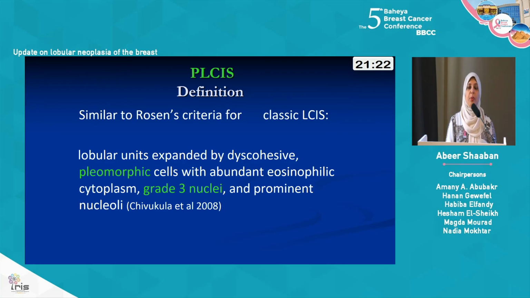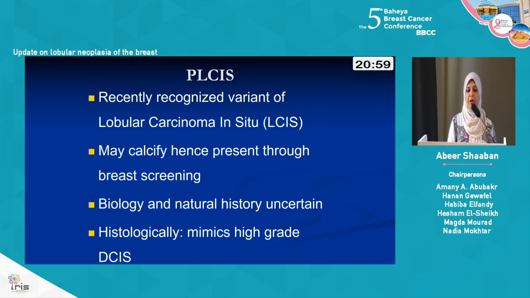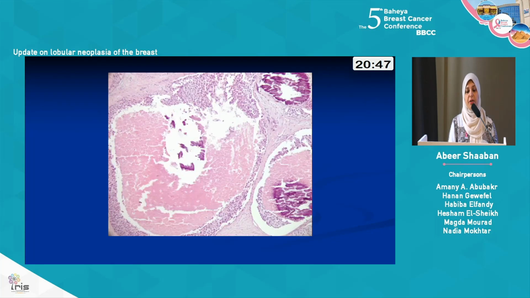If we move to pleomorphic LCIS, it is lobular. By definition, E-cadherin negative, discohesive, the same type of cells. However, the nuclear grade is high grade. So if you think this is DCIS, you would call it high grade DCIS. So grade 3 nuclei, pleomorphic cells. You don't have to have necrosis, you don't have to have calcification. It's just a nuclear grade. It's a more recently recognized variant of lobular carcinoma in situ, commonly calcifies. Biology has always been uncertain, and histologically it mimics high-grade DCIS.